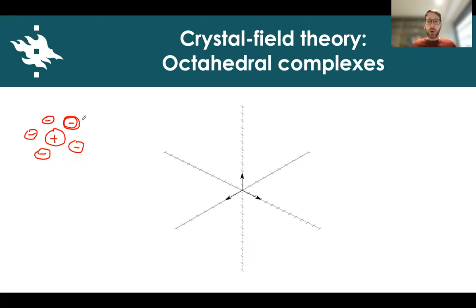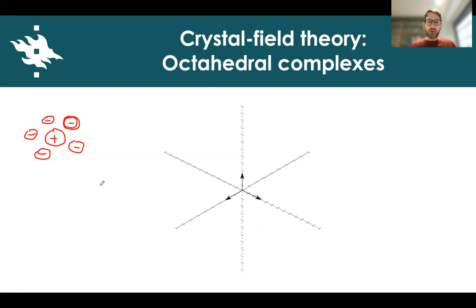So this repulsive interaction between the negative point charge on the ligands and the electrons in the d orbitals of the metal makes the d orbitals in the metal split into different levels of energy, and this leads to several properties that are observed in coordination compounds.